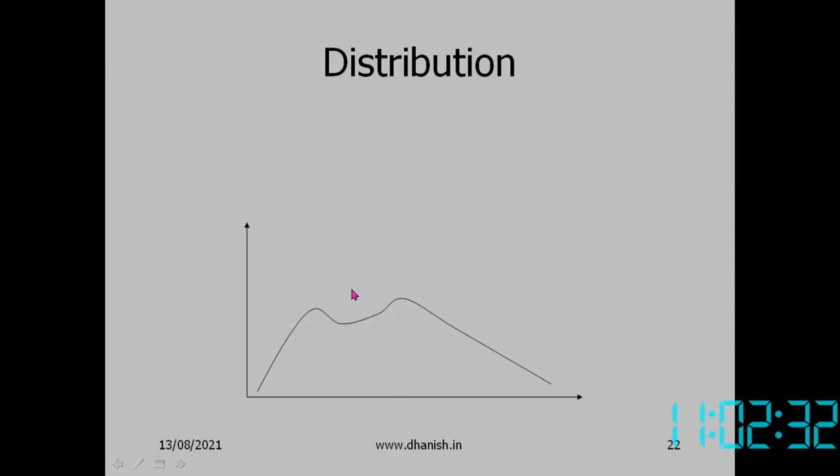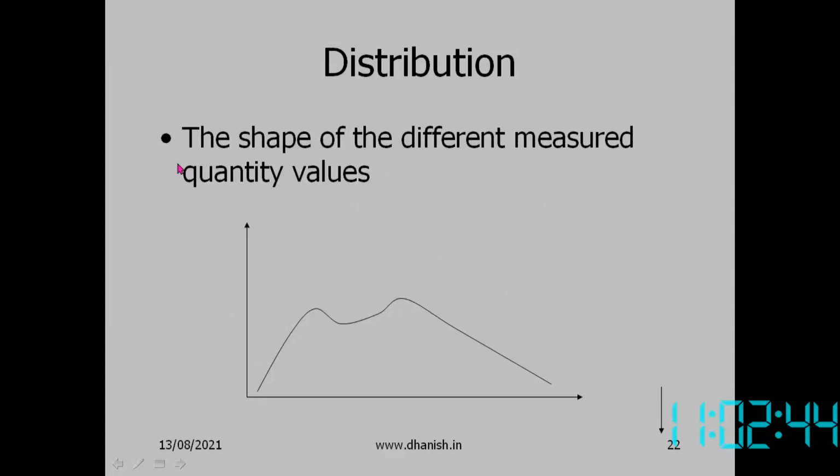So distribution of measurement results is how we describe the variation of a measurement. So the shape of the different measured quantity values. Shape of the, actually should be the frequency. Okay. So that is, and if you scale it so that this is totally 1, then it becomes a probability distribution. So we compare the shape of the distribution with standard distributions in statistics.